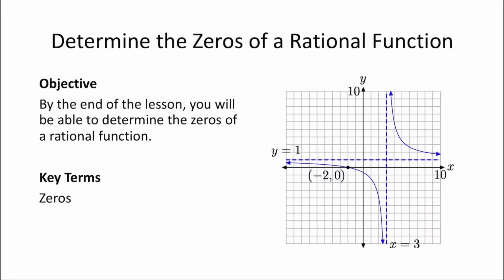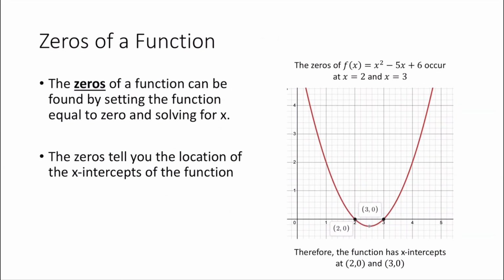So in this video, we're going to talk about how to determine the zeros of a rational function. Remember, when we talk about functions, you can find the zeros by setting the function equal to 0 and solving for x. The zeros will tell you the location of the x-intercepts of the function. So if we have the function x squared minus 5x plus 6, you can set it equal to 0 and find the two zeros, which occur at x equals 2 and x equals 3. So the function will have x-intercepts at (2, 0) and (3, 0).